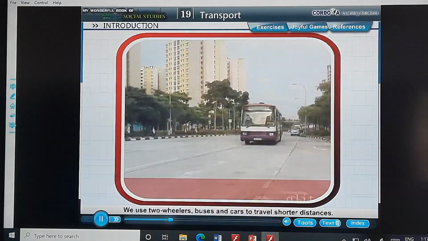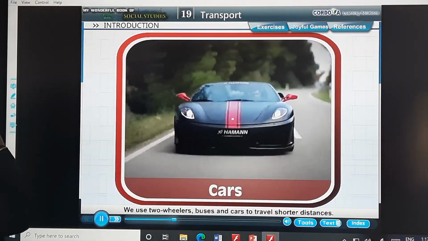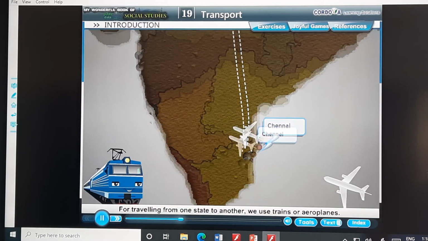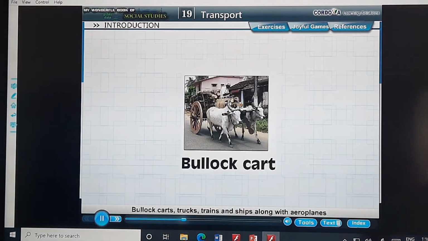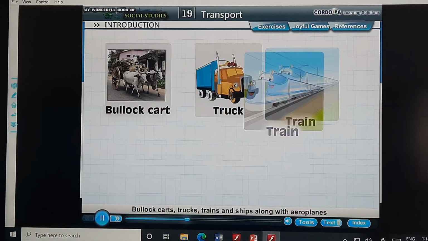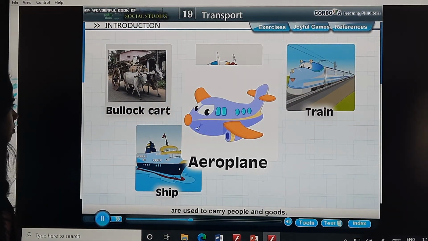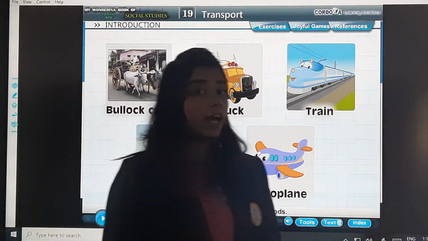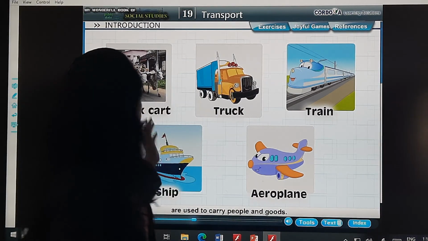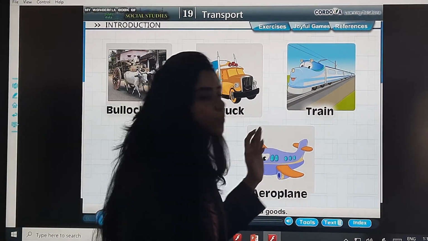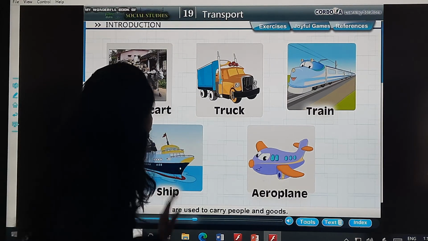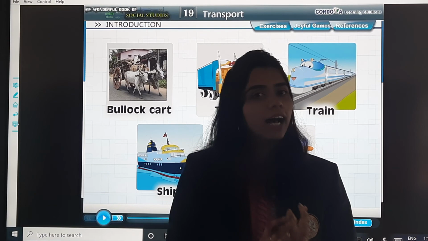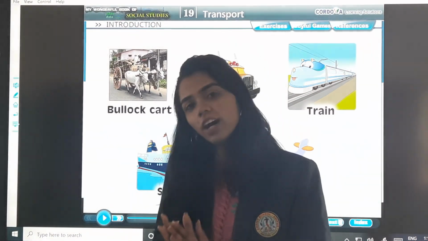Use two-wheelers, buses and cars to travel shorter distances. For traveling from one state to another, we use trains or aeroplanes. Bullock carts, trucks, trains and ships, along with aeroplanes, are used to carry people and goods. So, what are used to carry people and goods? Bullock carts, truck, train, ship and aeroplane. These are used to carry people and goods from one place to another.